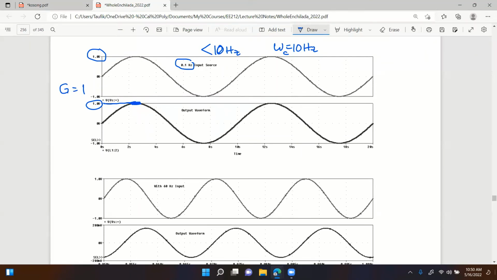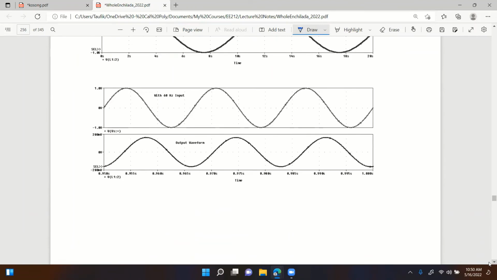But what happens when I put in the same signal, 1 volt, but at a frequency of 60 hertz? Well, 60 hertz is larger than 10 hertz. So therefore, it should block, or it should weaken the signal. And sure enough, when I look at the output voltage, the magnitude of the output signal is less than 0.2 volt. So therefore, the gain is less than 0.2. Basically, a very weak signal. Any question on this?